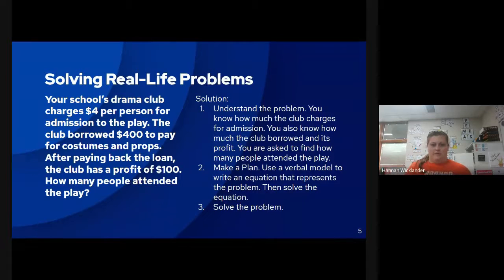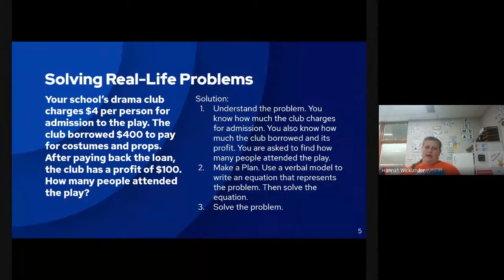Step 4, solve. So understand the problem. You know how much the club charges for admission. You know how much the club borrowed and its profit. You're asked to find out how many people attended the play. So use a verbal model to write an equation that represents the problem, then solve.